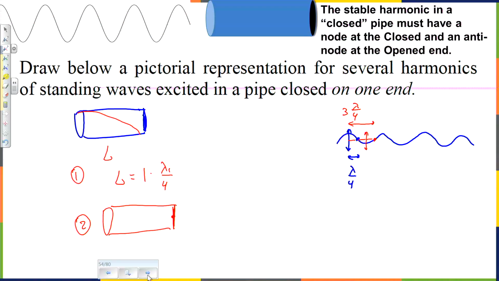So that's supposed to be a node, and a second node, an antinode in between, and an antinode here. So something like this could represent the shape of that part of a wave. And now the relationship is different. So 3 quarters.